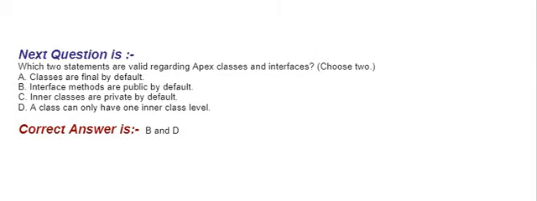Next question is, which two statements are valid regarding Apex classes and interfaces? Choose two. Option A. Classes are final by default. Option B. Interface methods are public by default. Option C. Inner classes are private by default. Option D. A class can only have one inner class level. Correct answer is option B and D.